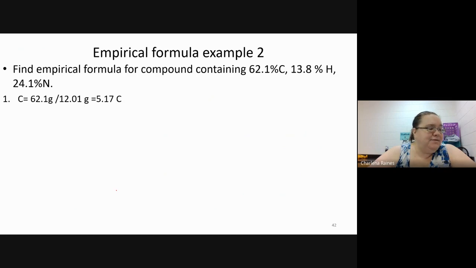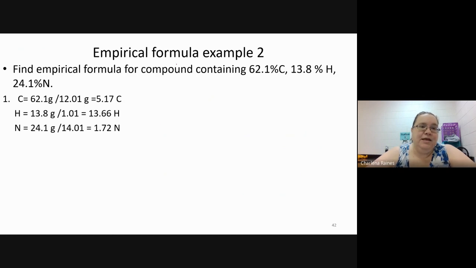So my carbon's mass is 12.01. I divide 62 by 12.01. I do the same thing for my hydrogen, so 13.8% divided by 1.01. And last but not least, I divide my nitrogen percent by its mass. Now I've got to figure out what is my smallest number. Well, in this case, my smallest number is 1.72. So I take 1.72 and I divide it into each of the answers.